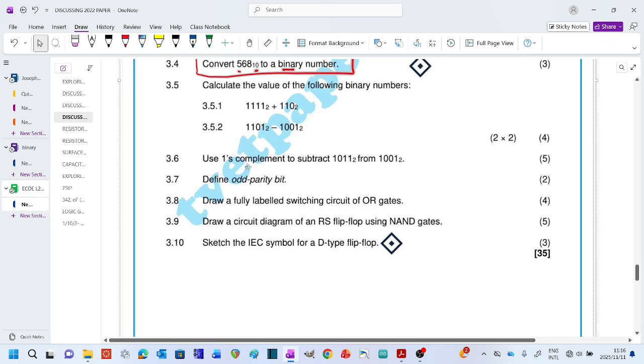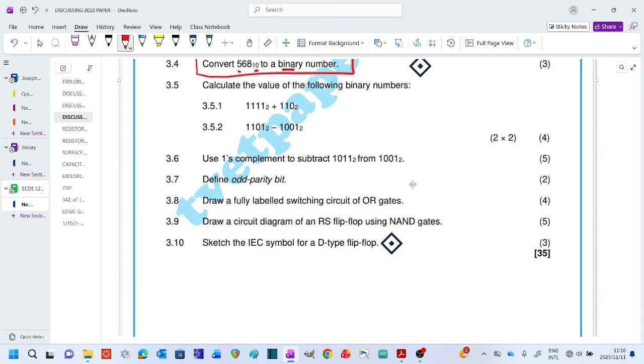3.6. Use one's complement to subtract. We've done a lot of one's complement, and I believe the ones that we've done will easily compensate for this. They say subtract 1001 from 1001. It's kind of the same as the one we did, if my memory serves me right. So we are actually doing 1001 minus 1011. I think we have solved this problem if my memory serves me correctly.